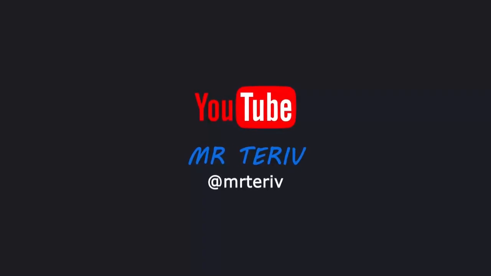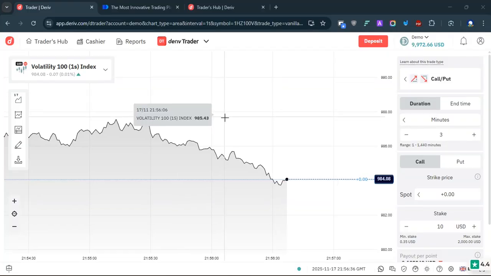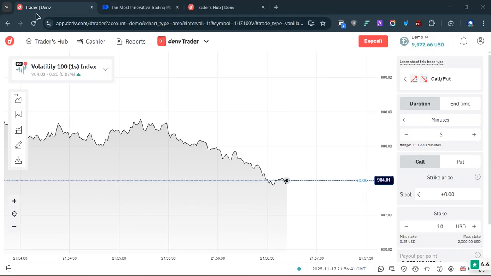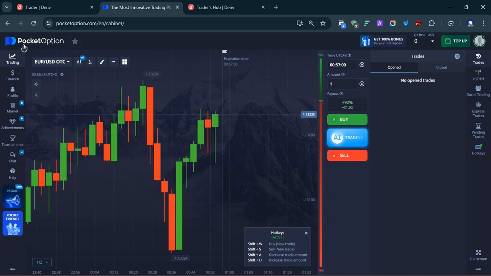Hello there, welcome to this tutorial in which I explain binary trading in simple terms. So here I have two trading platforms, and here we have Deriv. On this side we have Pocket Option. Some of you might have come across these two websites. They are both binary trading platforms.